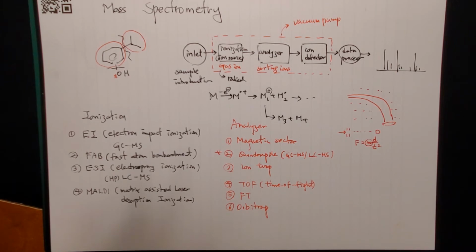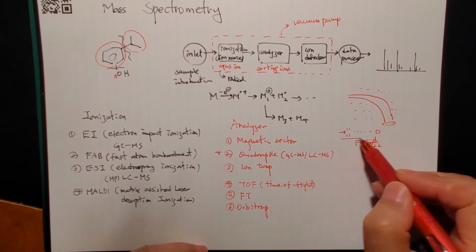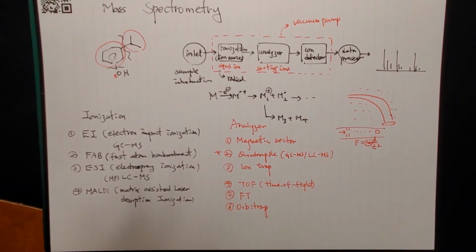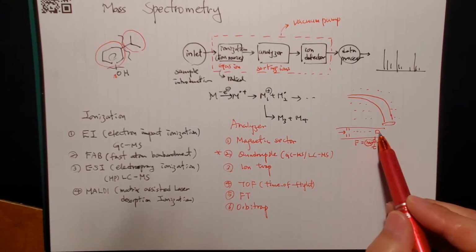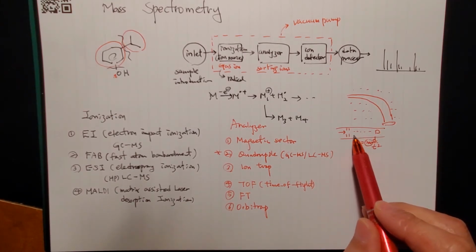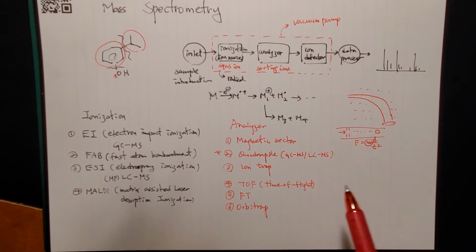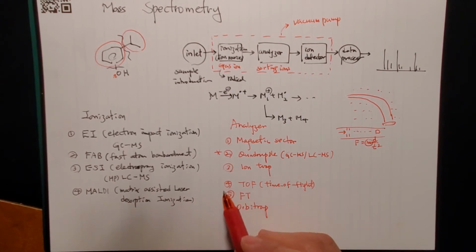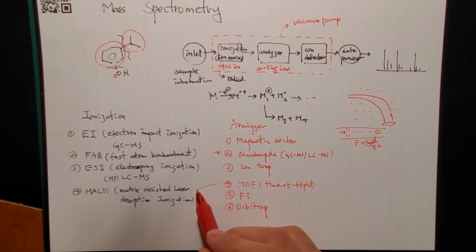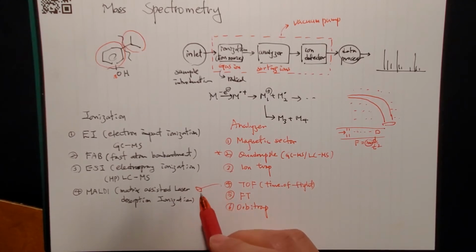So that simple idea allows us to measure molecular weight, and we can sort them out, right? The heavier one comes to the detector slower, taking longer time. The lighter one reaches it faster. So that method of analyzer is called time of flight. Like I said before, time of flight is connected with MALDI frequently.